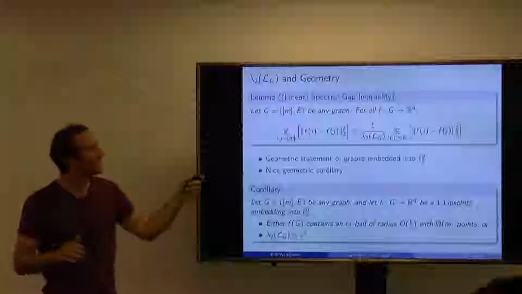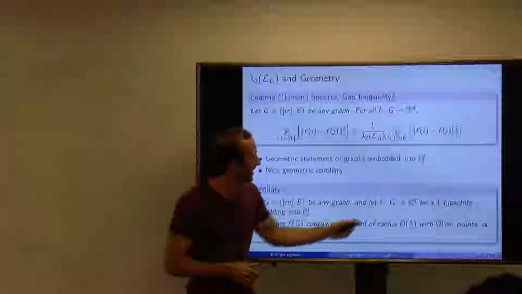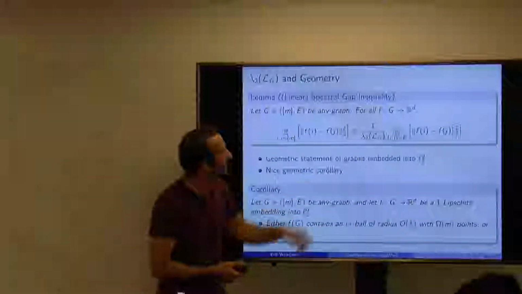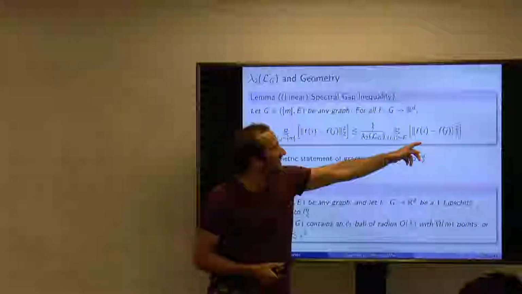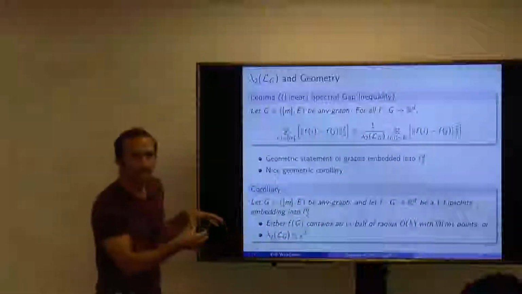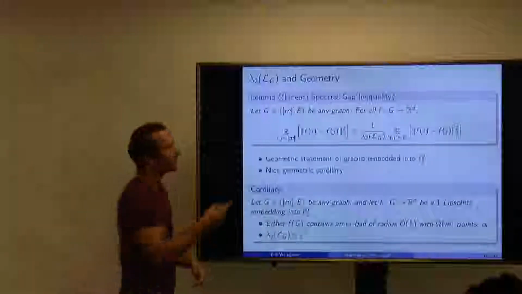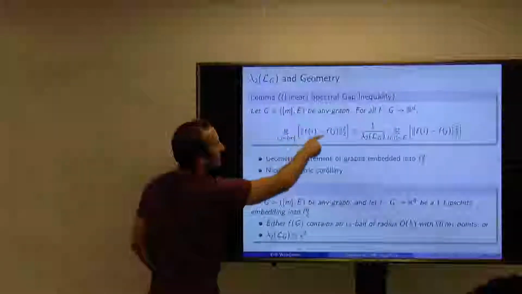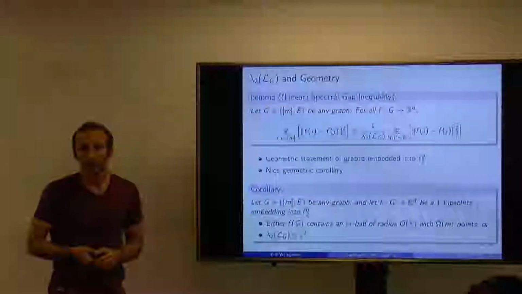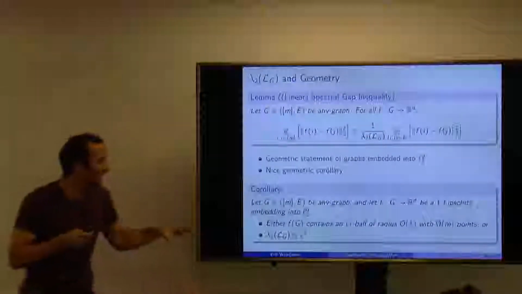This is a very simple corollary, where basically if we have f, which is 1-Lipschitz, then this right-hand side is always at most 1. And now if there's no cluster of points, this is telling me that most of my points are far away from each other. Okay, so I get a lower bound on this average distance squared. And this gives me an upper bound on lambda 2. Is that clear? This is a pretty nice statement.